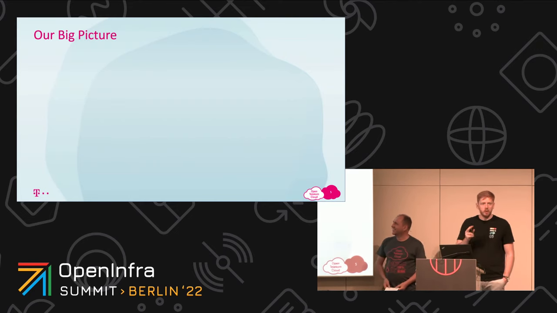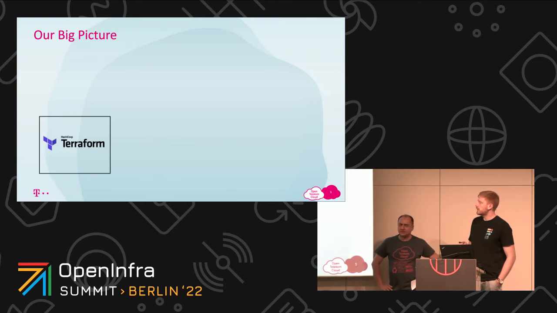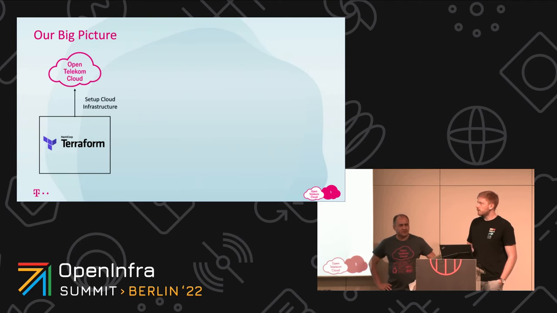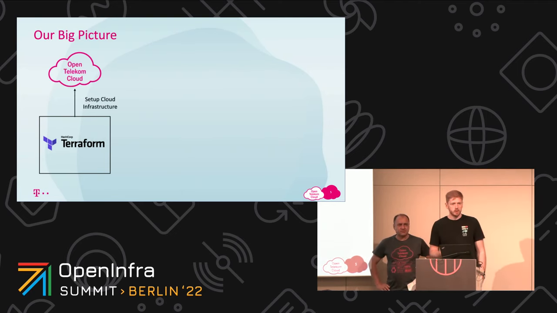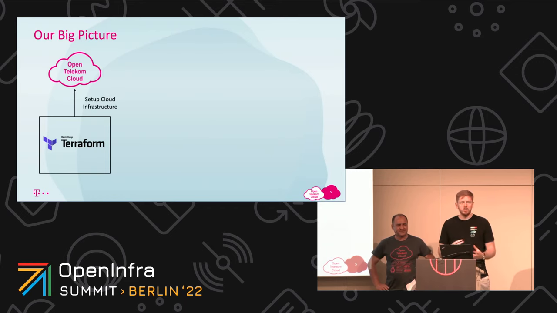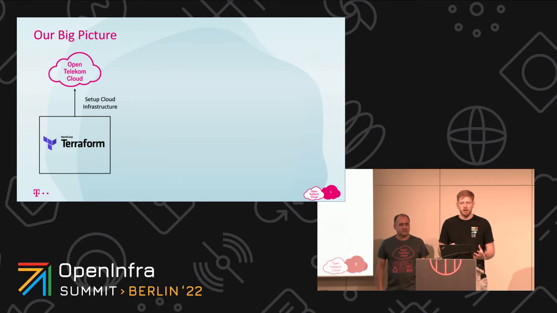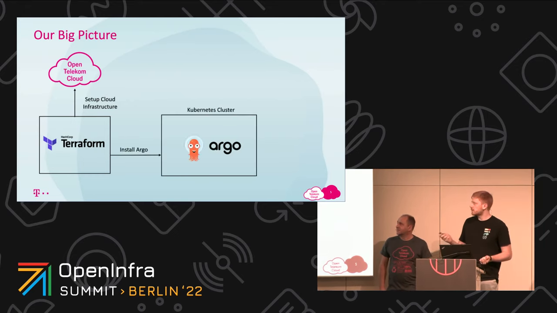So now I present you our architecture, how we do things. Our big picture is like this. We use HashiCorp Terraform, and with Terraform we set up our cloud infrastructure, our OpenStack. We use the Open Telekom Cloud, and we set up stuff like the Kubernetes cluster, load balancer, and all the stuff based on Git. And that we will do today also. OK, now I have all the cloud stuff, my infrastructure stuff. But how do I get my services online? How do I deploy some things?